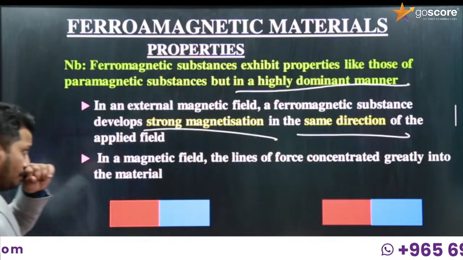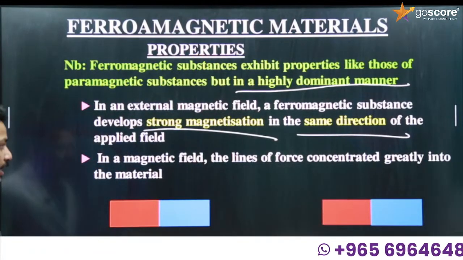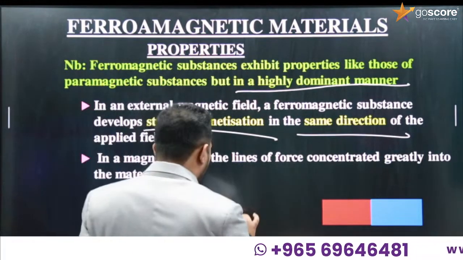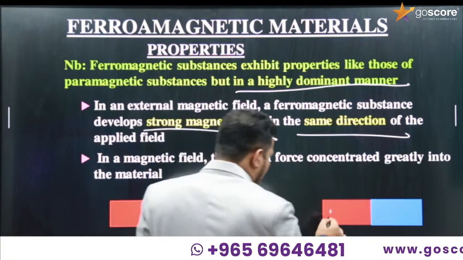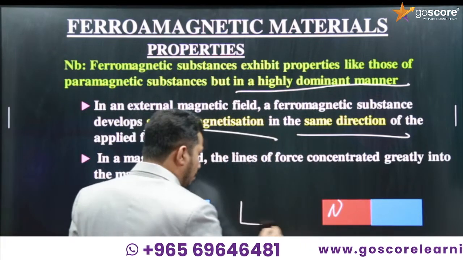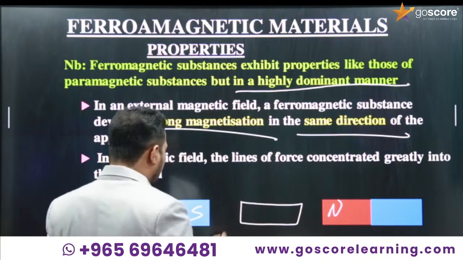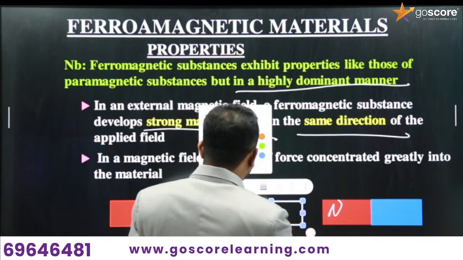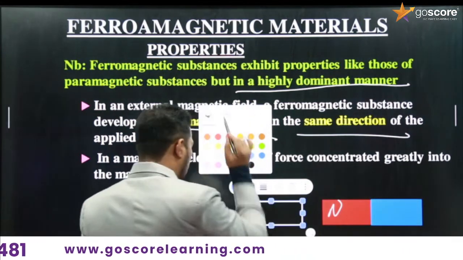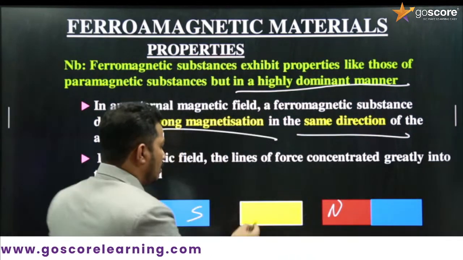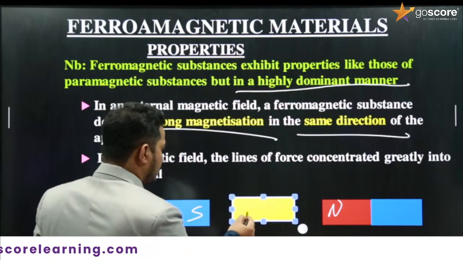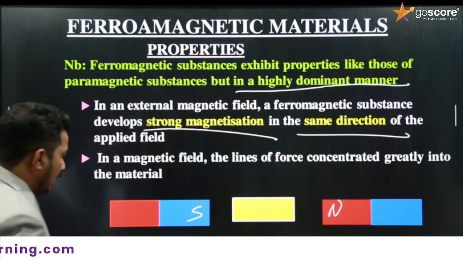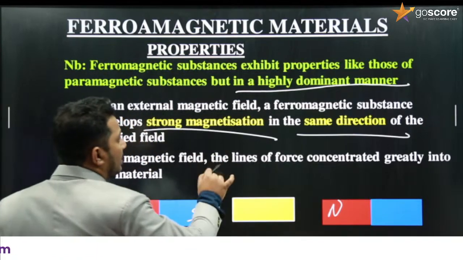Develops strong magnetization in the same direction. Okay, so we can take an external magnetic field, south pole here and north pole here. When we place a ferromagnetic material, we can give it the color yellow. Imagine there is a ferromagnetic material. They will magnetize in the same direction.